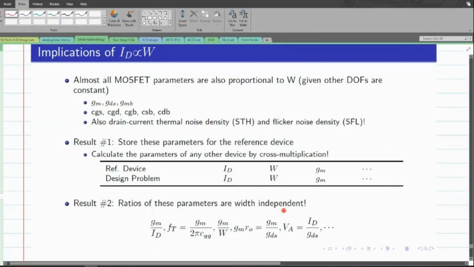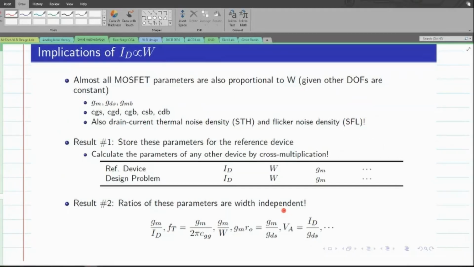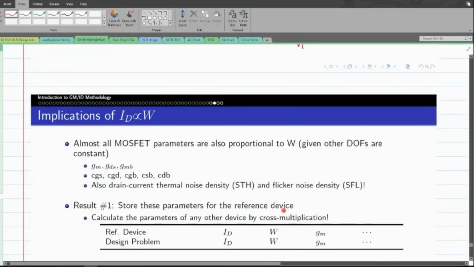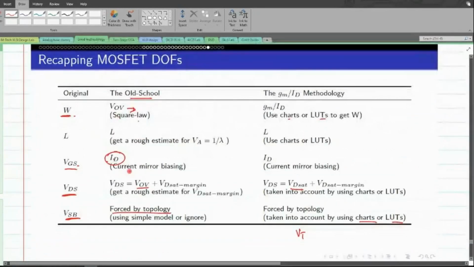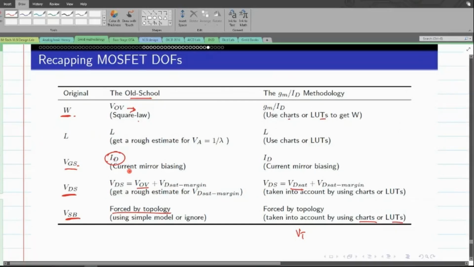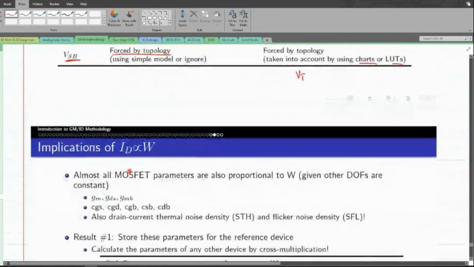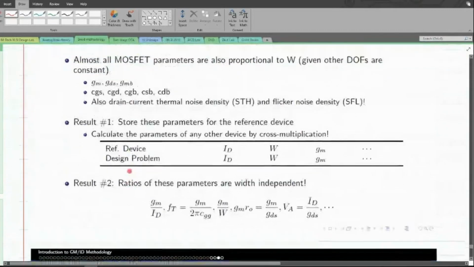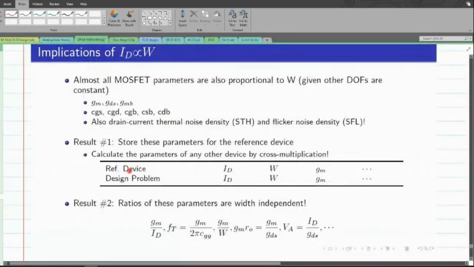Okay, so now the question is, what are the different types of charts and LUTs one has to generate to translate the spec data to values of these design variables? But to generate these different sets of graphs, we first have to understand the important properties that some of the small signal parameters possess. So what we do next is to see what different small signal parameters we have and how they actually work.